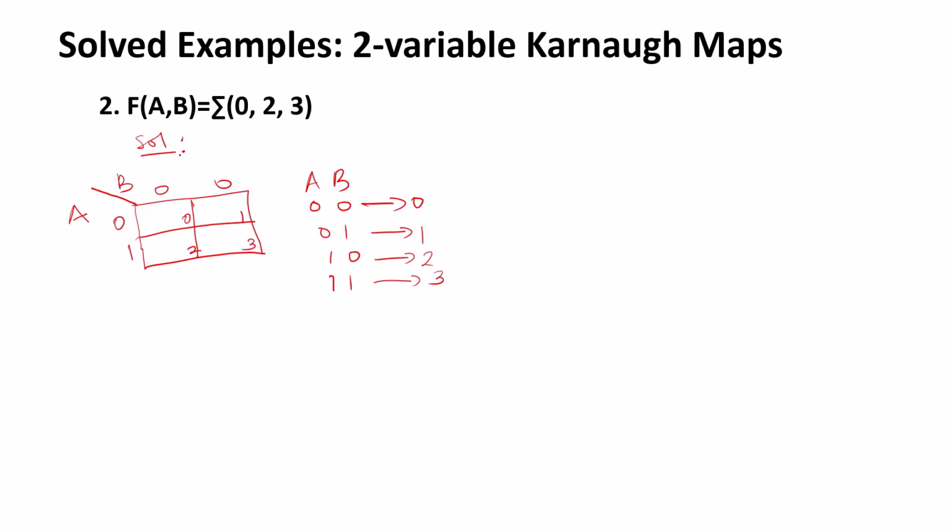Now, F of A comma B equals summation of 0, 2, 3. So wherever we see a value in the summation, we put 1. So we can see 0 in cell 0, so we put 1. We can see 2 also in cell 2, so we also put 1. Wherever we see this value inside this summation, we put 1. So also we can see 3. We put 1 in cell 3 because it's also part of what we are looking at.